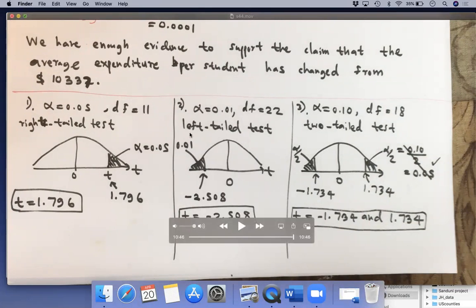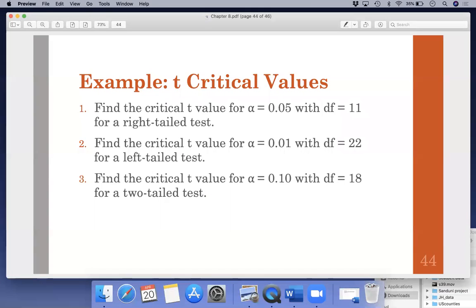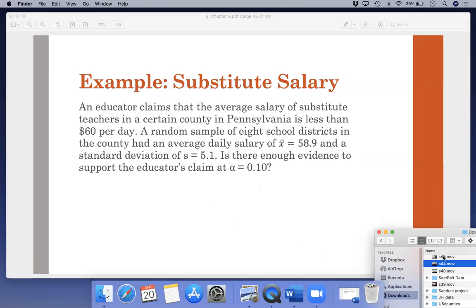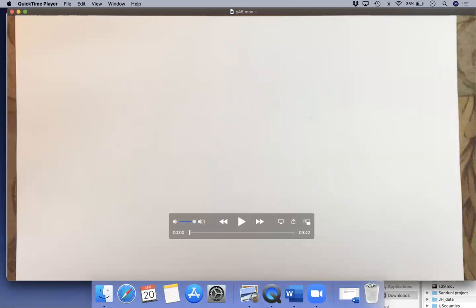Okay, now you know how to find T critical values. Now we have two examples. This is the first one. Now I will show you how to find these values, how to get the answer. The first one is substitute salary, slide number 45. This is slide number 45.